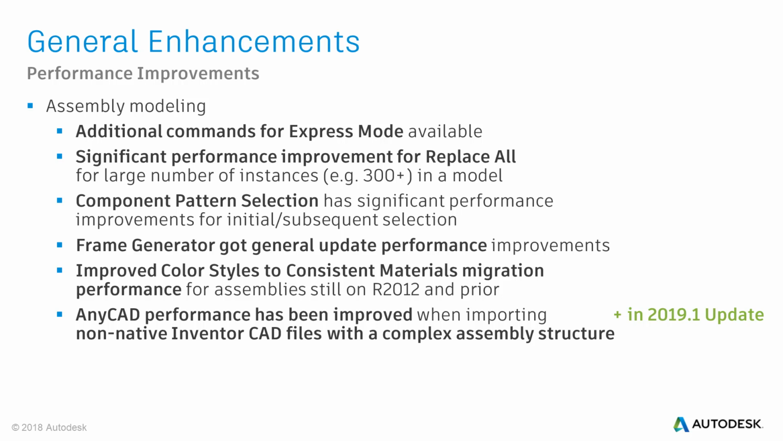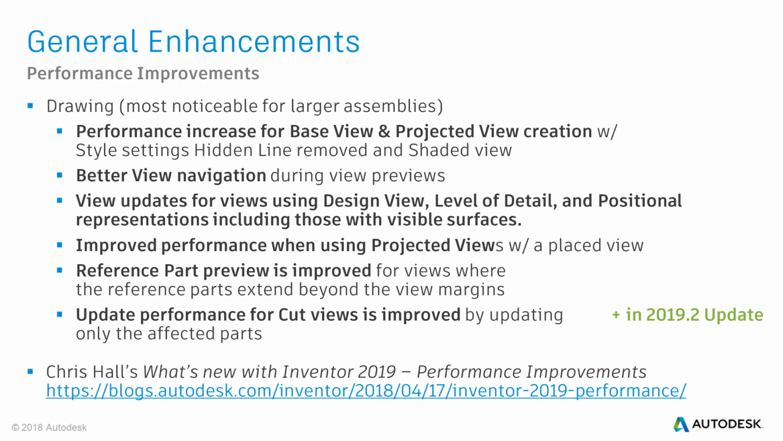This is unbelievably fast. The migration performance of assemblies with color styles used in Inventor 2012 and prior to consistent materials has been improved. With the 2019.1 update, you get a better AnyCAD import performance for complex assembly structures coming from third-party or neutral CAD formats.